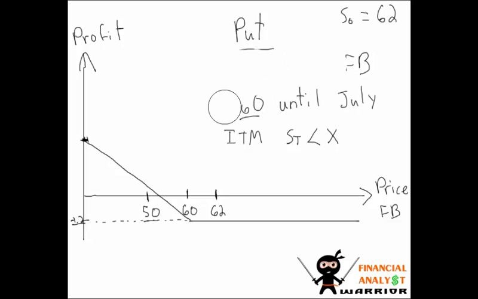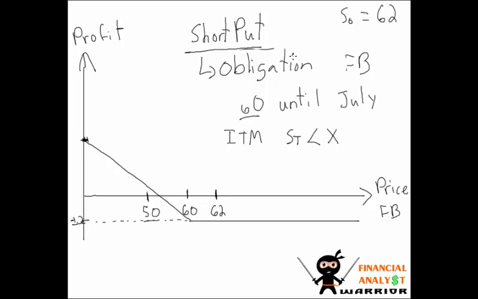All right, so short the put, and again the synonyms were to write the put or to sell the put. It gives you the obligation. So obligation to buy Facebook at the exercise price. To buy Facebook at $60.